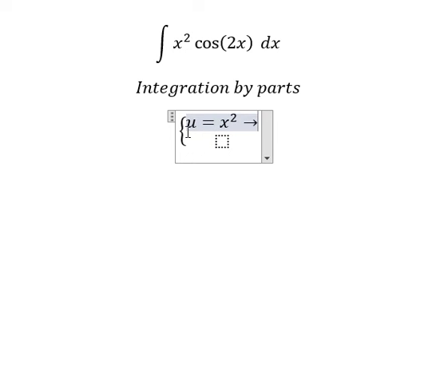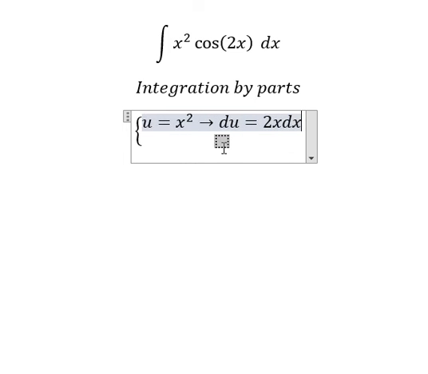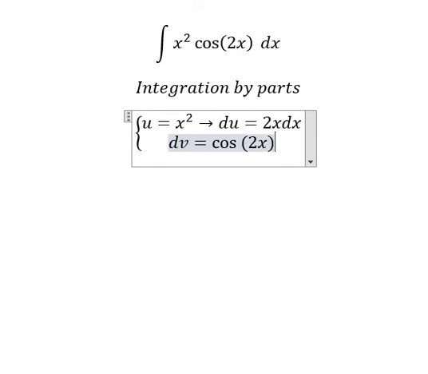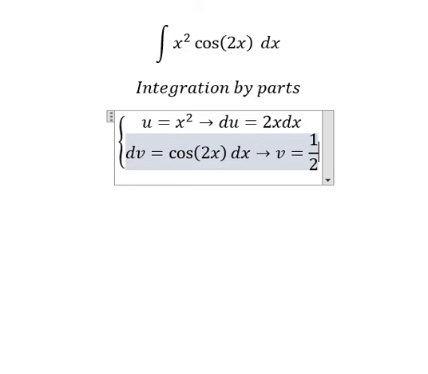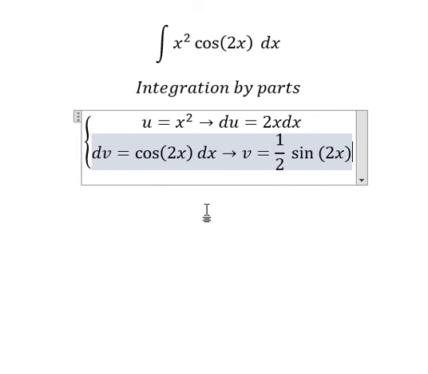Later, we need to do first the derivative for both sides, and we have to ask dv, that is cosine 2s ds. The integration of this one, we have v equals 1 over 2 sine 2s.